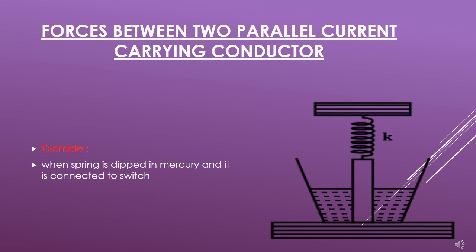So there will be no current. Then again, due to its weight, it comes down into the mercury, and again current flows in it. In this way the spring keeps on vibrating. So we can say that there will be a force of attraction between parallel conductors. This is the example of parallel current carrying conductors.